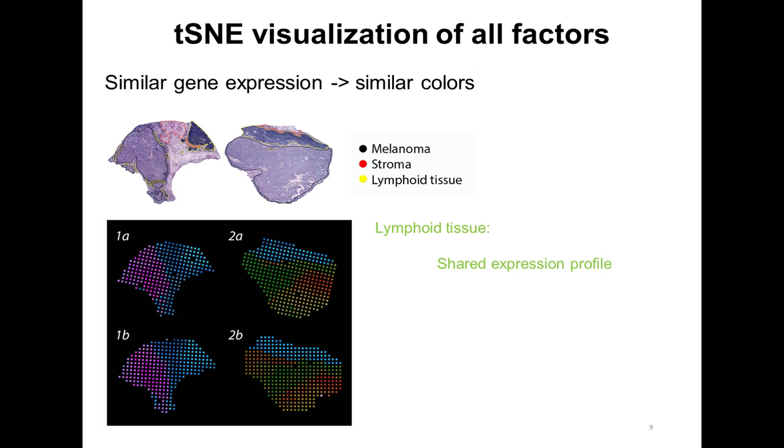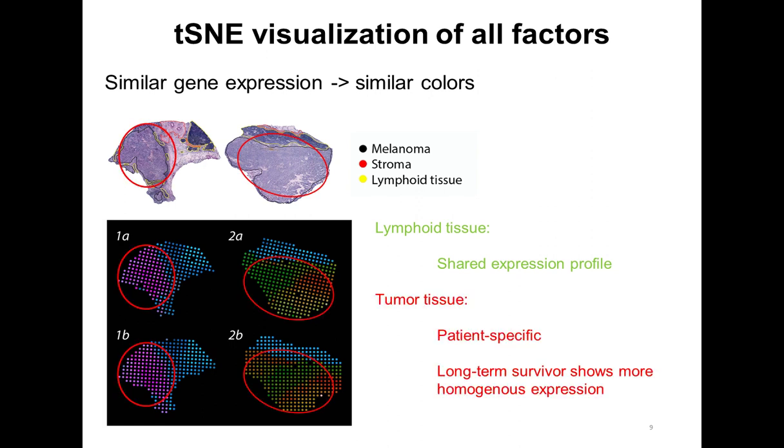Sample 1 and 2 were the only ones that had a lymphoid tissue annotated by the pathologists, and these areas are marked with yellow in the H&E images at the top. In the T, S, and E, they both appeared blue, so it seems that these areas shared expression profiles. The tumor sites, however, appeared to be patient-specific.